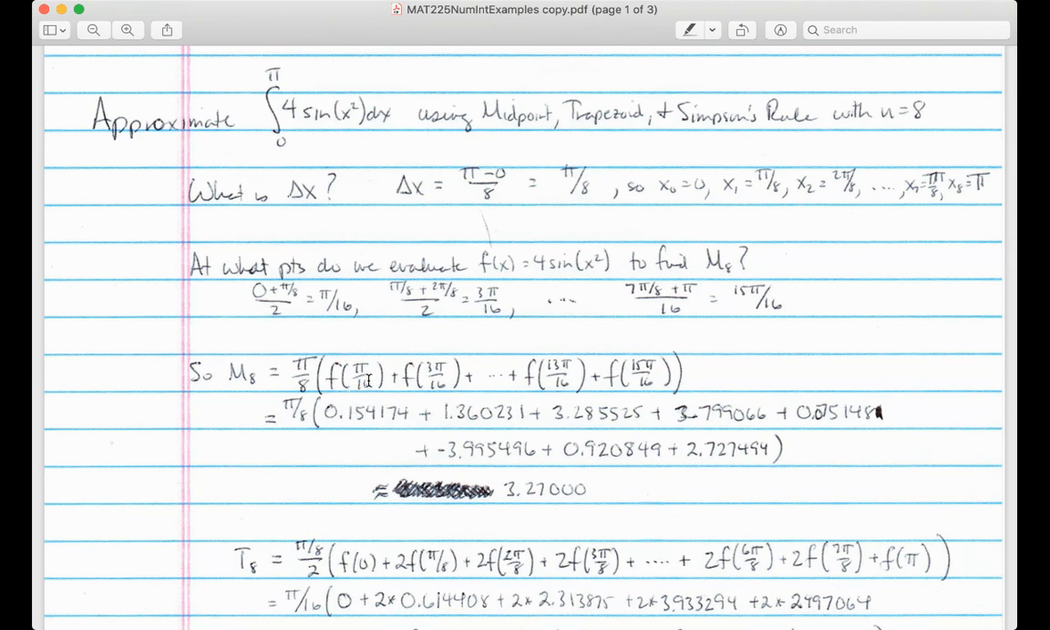And so you'll see, if you look on Canvas, that I've got at least the first few values for the function at odd multiples of pi over 16 in the table. And so the midpoint approximation is delta x times the sum of the values of the functions at those midpoints. And we wind up getting almost exactly 3.27 for the approximation.